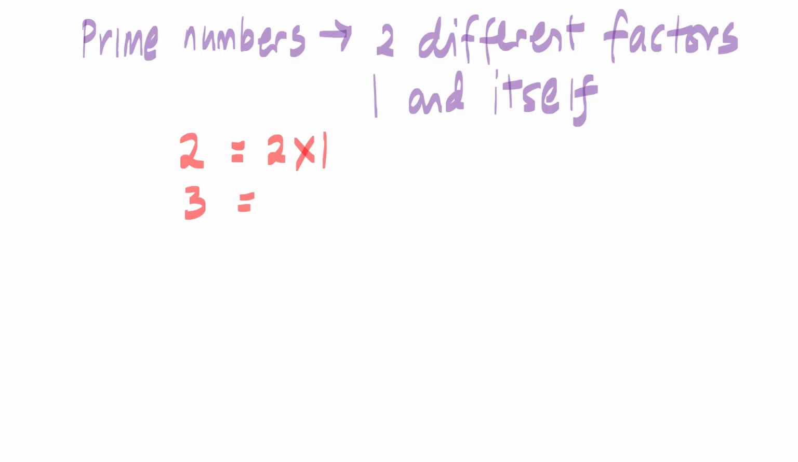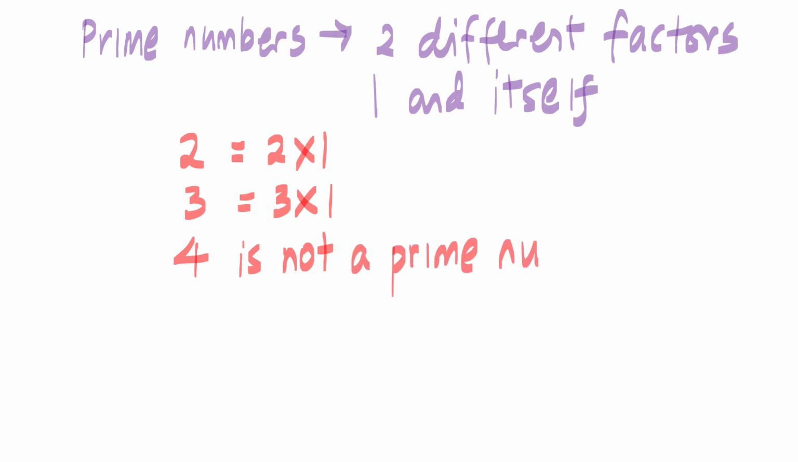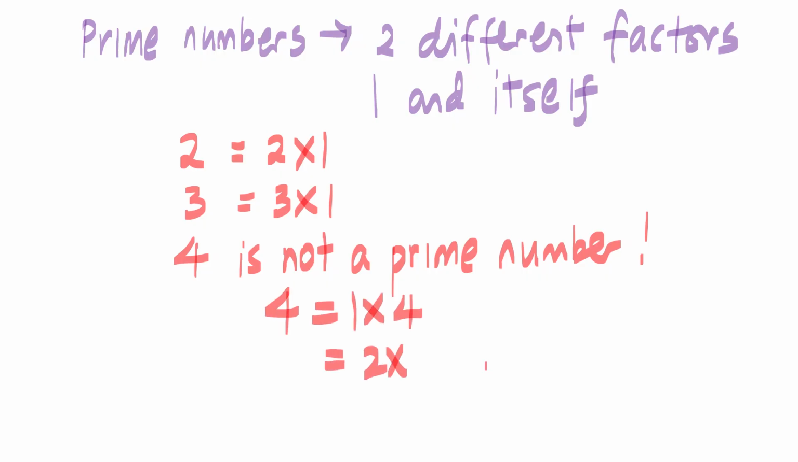3 can be expressed as 3 times 1, so it has two different factors, 3 and 1. 4 is not a prime number. Why is that so? Because 4 can be expressed as 1 times 4, and can also be expressed as 2 times 2, right? So if you look at the number 4, we can see that it has three different factors, 1, 2, and 4. Therefore, 4 is not a prime number.